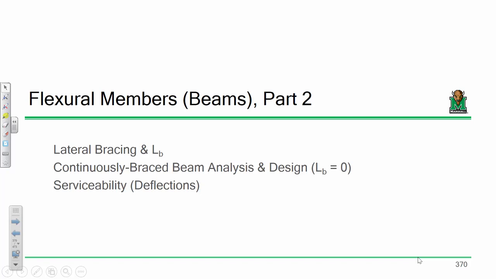Let's look at the two cases. Both of these beams have a span length of L, okay? I didn't change that at all. It's the same beam. It's also the same size beam. I didn't change material properties. I didn't change the geometry of the beam. The beam is what the beam is.